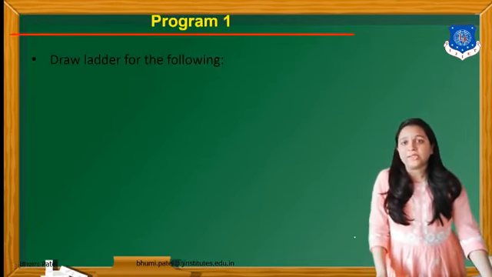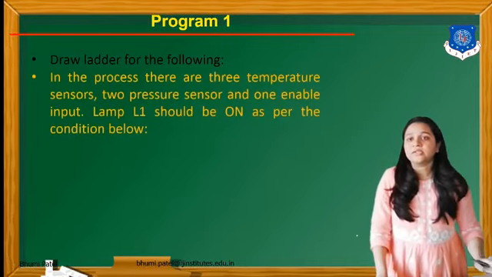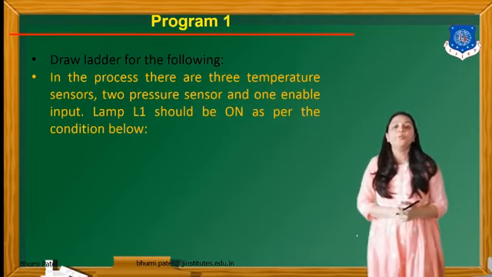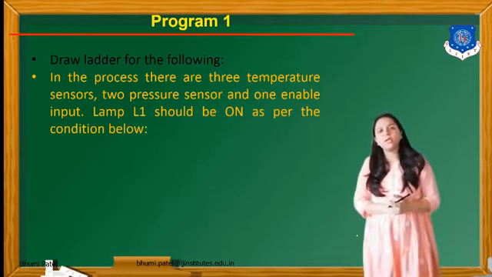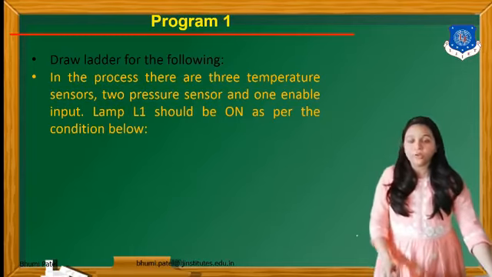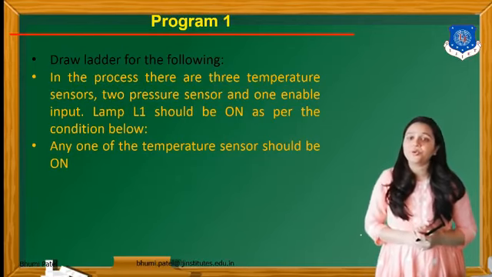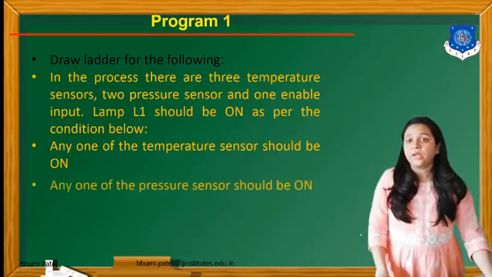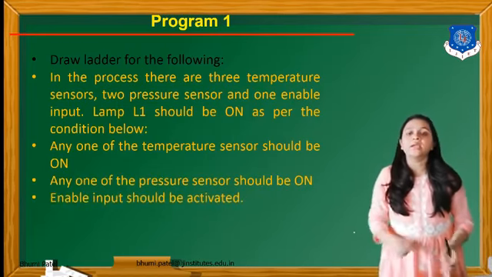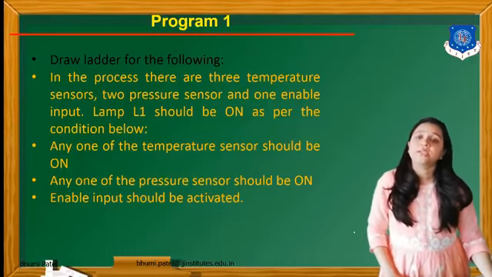The first program is to draw the ladder for the following, and the equation is given. In the process there are 3 temperature sensors, 2 pressure sensors and 1 enable input. Lamp L1 should be on as per the condition below. What is the condition they have given? Any one of the temperatures should be on. Next, any one of the pressure sensors should be on, and the third condition is that the enable input should be activated. So we will draw the ladder diagram using this instruction.